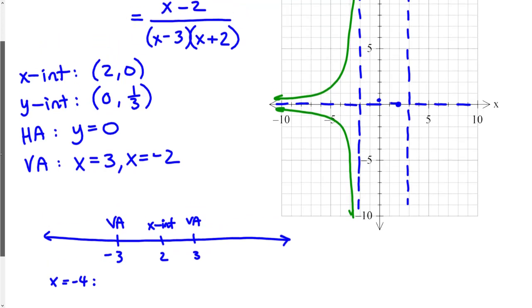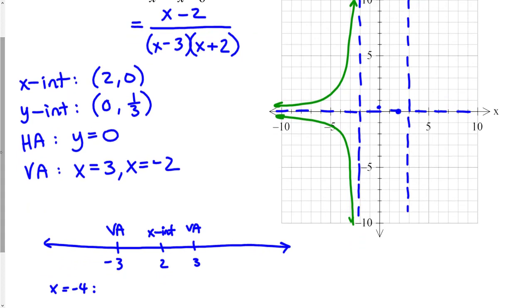Let's see what's happening with my function. So it would be -4 minus 2, which would be -6, which is really only important that it's negative. Okay? In the denominator, it would be -7 times -4 plus 2 would be negative. So a negative times negative in the denominator would be positive, and in the numerator, it would be negative still. So this is a negative divided by positive. The result is going to be negative.